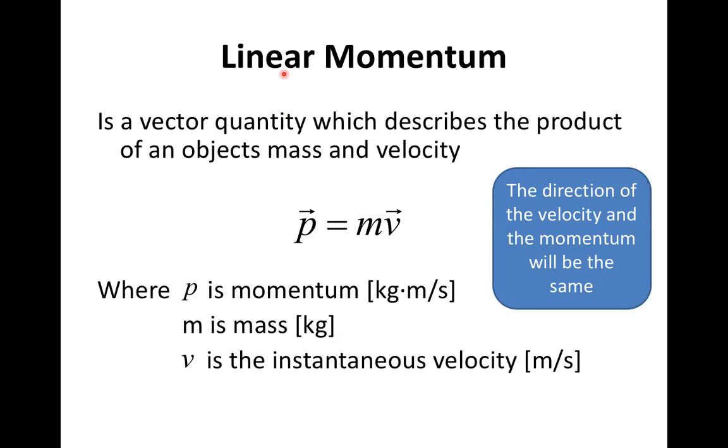So linear momentum is the product of an object's mass times the object's velocity. We use the symbol P, and it is a vector quantity with units of kilograms meters per second. We don't want to forget that momentum is a vector quantity, and that means when we're solving for momentum as the final answer, you need to include direction. Note that the direction of momentum is the same as the direction of velocity.